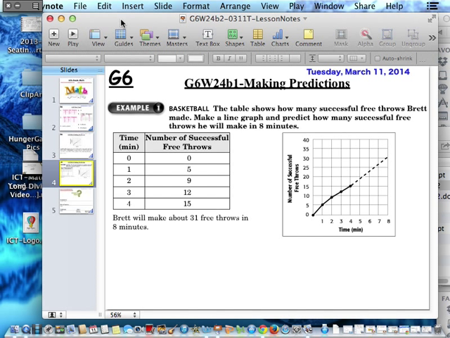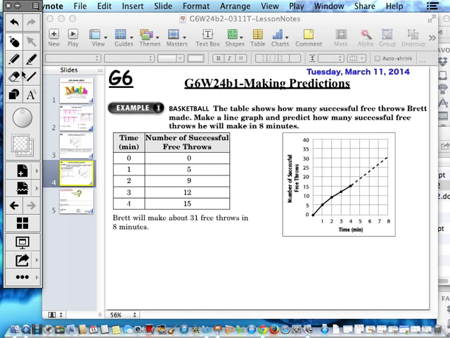In this example, it says the table shows how many successful free throws Brett made. Make a line graph and predict how many successful free throws he will make in 8 minutes. So we're using a line graph to make a prediction.